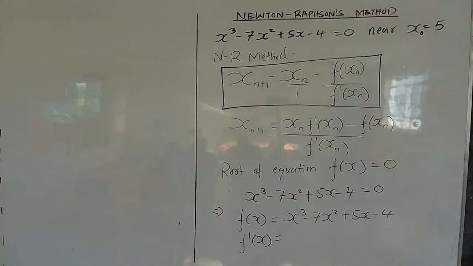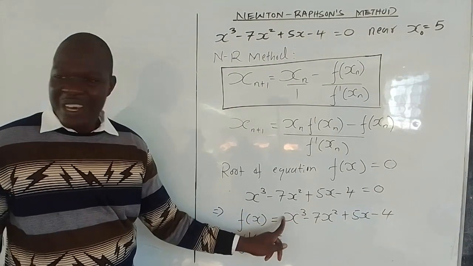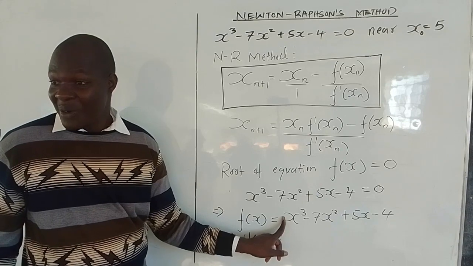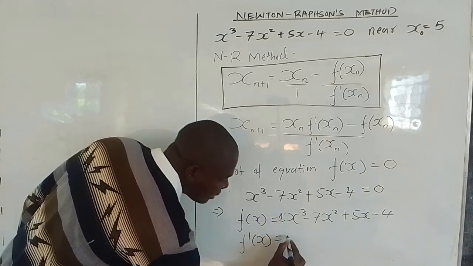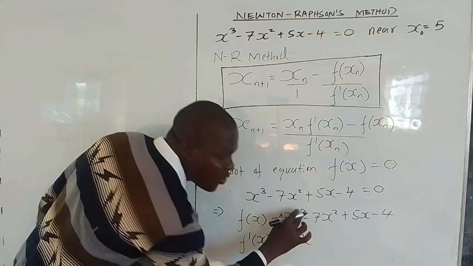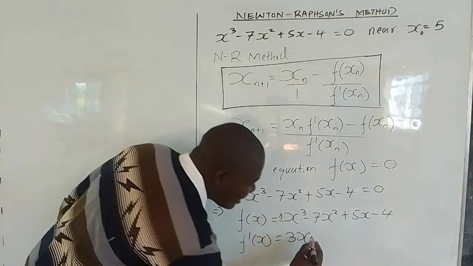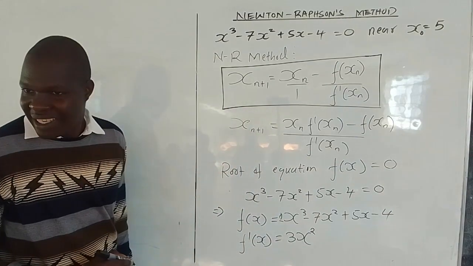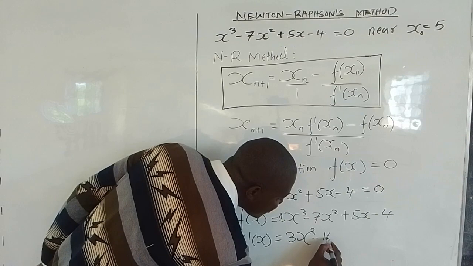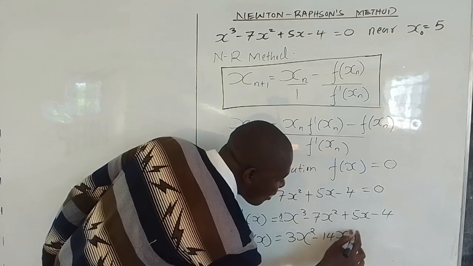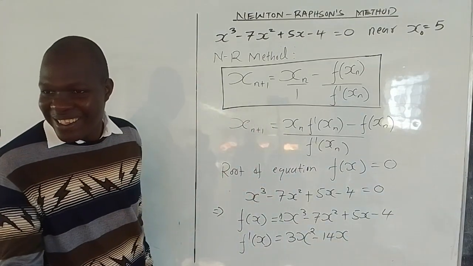When you're differentiating a polynomial, it is the power times the coefficient. The coefficient here is a silent one. So 3 times 1, you get 3, then you reduce the power by 1, so it is raised to power 2. Then you move to 7: 2 times 7, so I have negative 14x. Then you reduce the power by 1, you remain with x raised to power 1, which is just x.